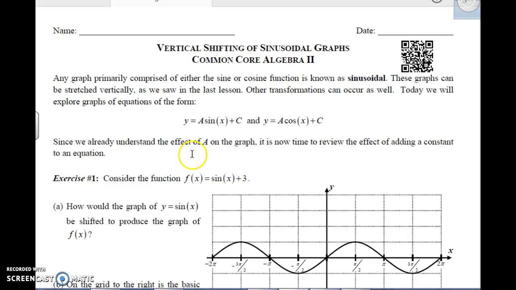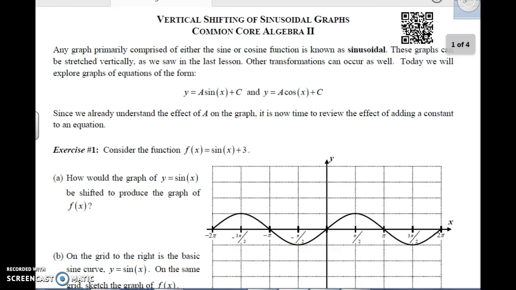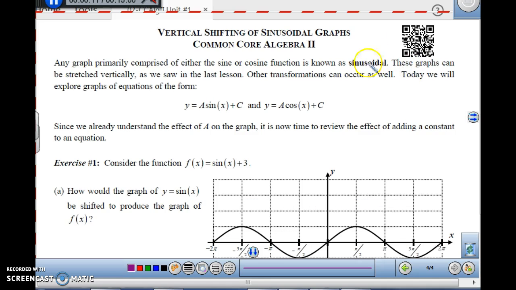This is Algebra 2, Unit 11, Lesson 7, on vertical shifting of sinusoidal graphs. Now, sinusoidal means any graph primarily comprised of either the sine or the cosine function. That's what sinusoidal means. So these graphs can be stretched vertically, as we saw in the last lesson. Other transformations can occur as well.